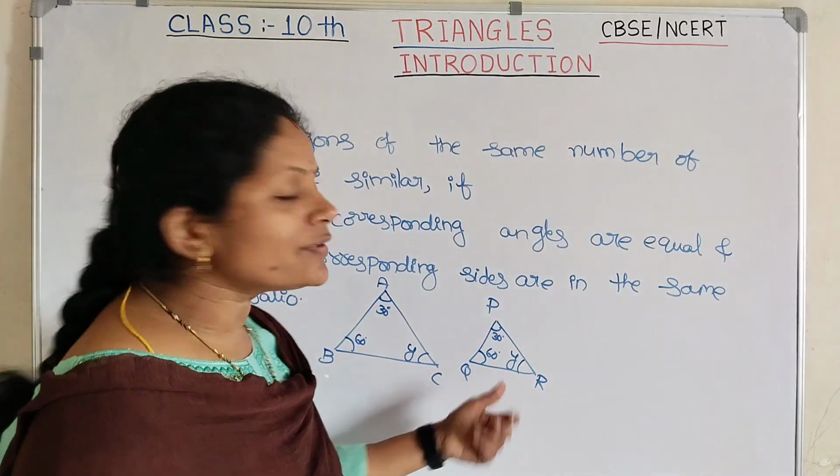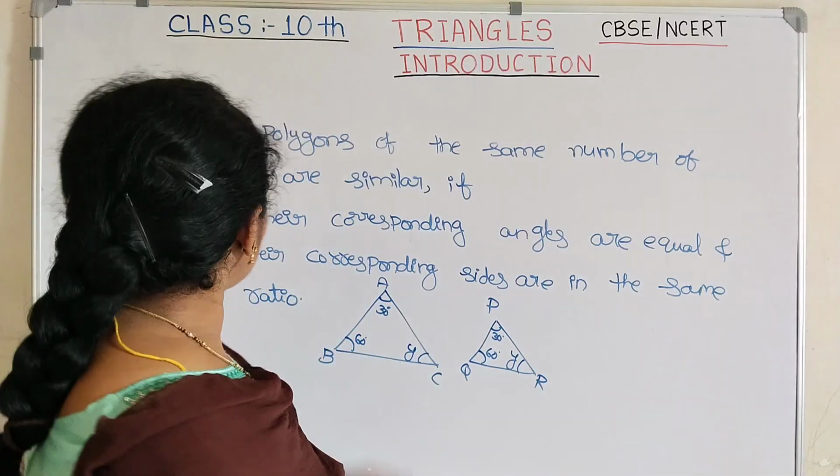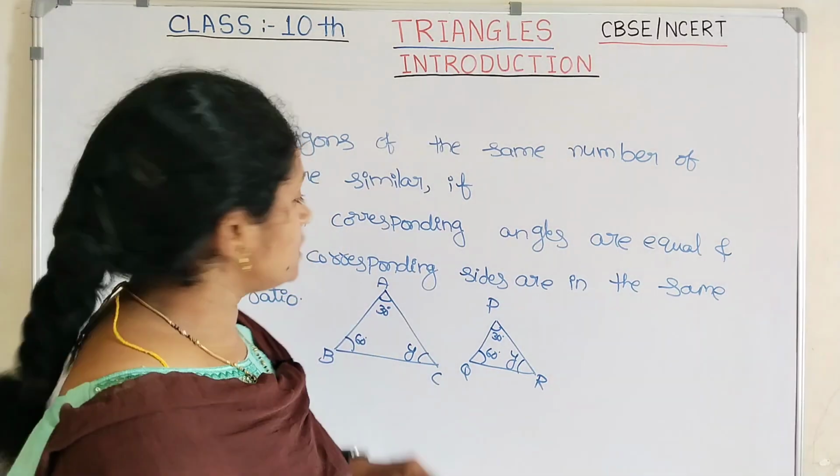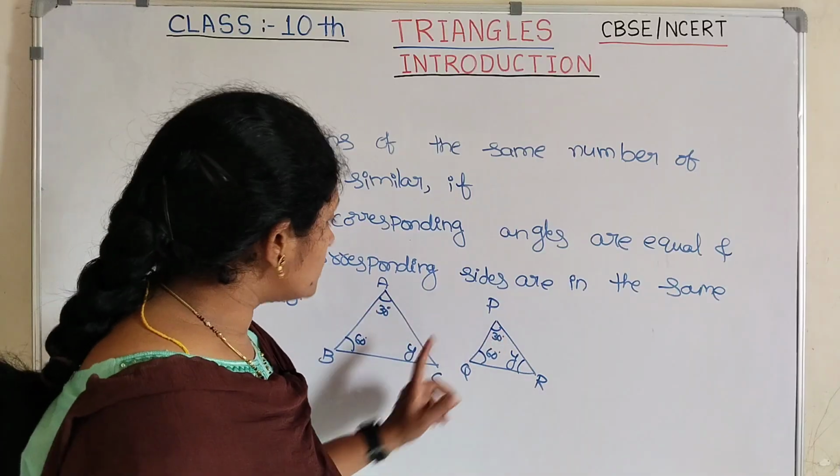Okay, here the number of sides is 3. Here also the number of sides is 3. Then we can check for the first point, that is, their corresponding angles are equal. Their corresponding angles should be the same.